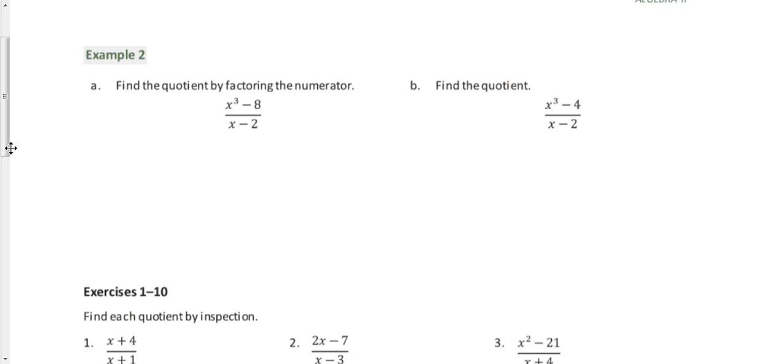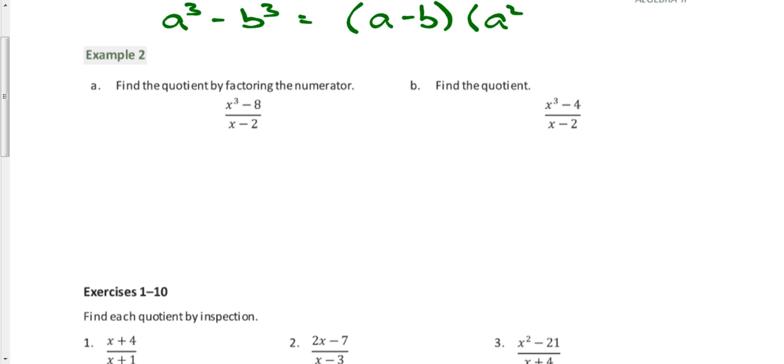Remember, this is difference of cubes. So if I did a cubed minus b cubed, this is the same as a minus b times a squared plus ab plus b squared. Who remembers this from lesson 7? I'm not asking if you memorized the pattern, but you remember that something like that existed.